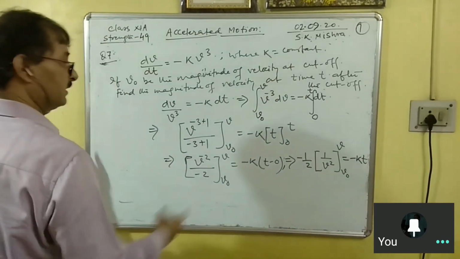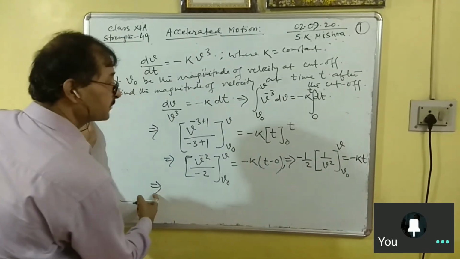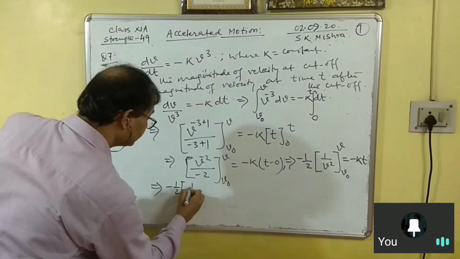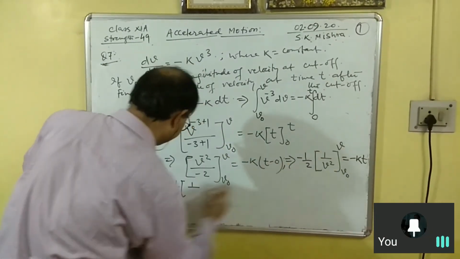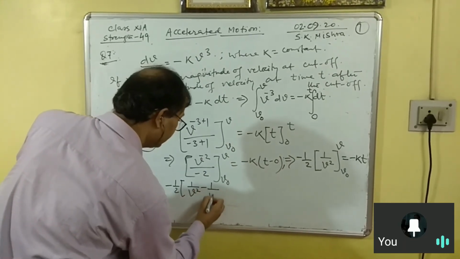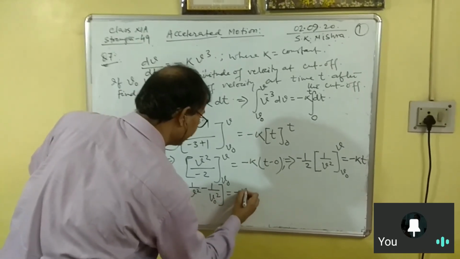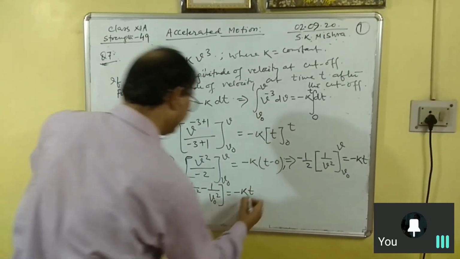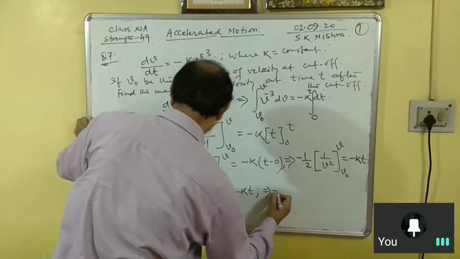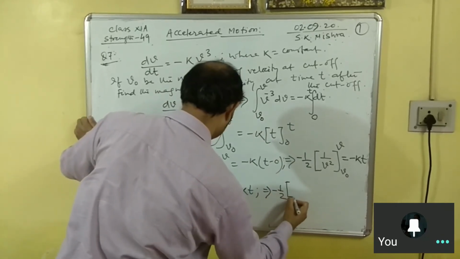Okay. Now the next step I am writing here, next from here only. So this is minus half. Now let me put the limit. 1 by v, v is v only, 1 by v square minus 1 by v naught square. And this side it is minus kt. So this is equal to minus half, and this is 1 by v square.